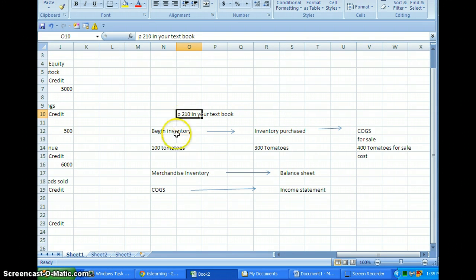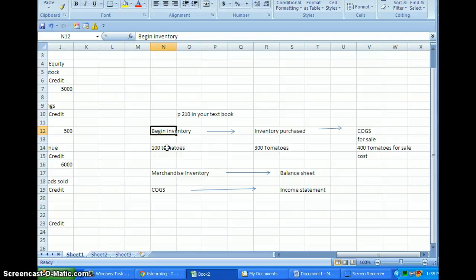Page 210 in your textbook talks about inventory and cost of goods sold. Cost of goods sold is nothing more than an expense. You have to buy a product to resell it for a profit, and you have to reflect the cost of goods sold on your financial statements. So we're going to open up a produce stand. We're going to look at what it's like to run a produce stand. We're going to sell tomatoes, keep things real simple.